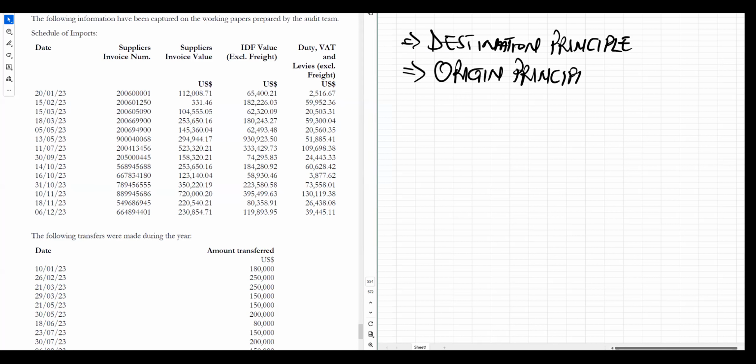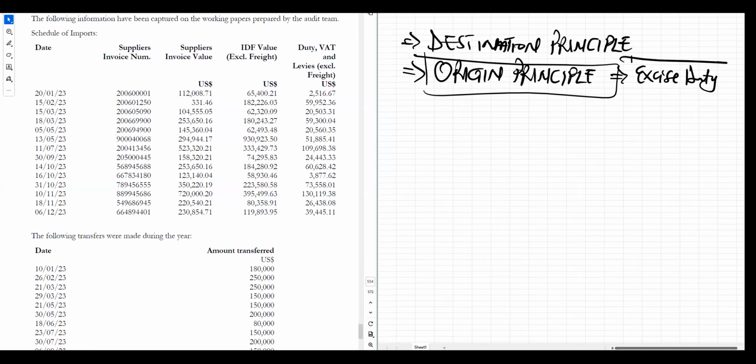So, origin principle says that we tax based on where the thing was made. So, in Ghana, something like excise duty, are you getting it? Some part of it is taxed because the goods were manufactured in Ghana. This is origin principle. So, tax the thing where what? Where it was made. Do you understand? So if the goods were manufactured in Ghana, they should be taxed in Ghana. And this is linked to the jurisdictional principle. Then we have the destination principle, which is what? Where it is used. Do you understand? So this one we tax based on where the thing was used.